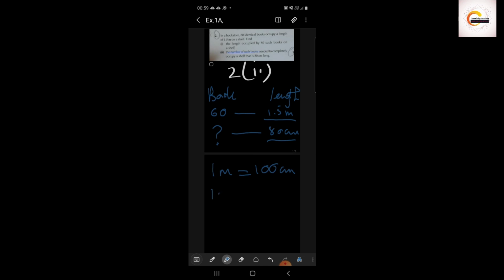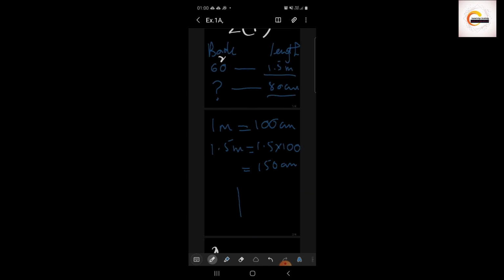So 1.5 meter, how many centimeters is it going to be? Simply we have to multiply 1.5 by 100, which makes 150. Let x1 be 60, let y1 be 150, x2 is going to be the unknown value and y2 is going to be 80.